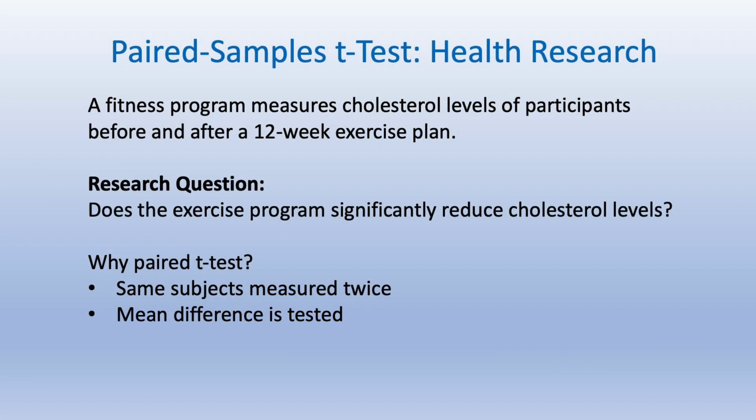An example of a paired sample t-test from health research is as follows. A fitness program measures cholesterol levels in participants before and after a 12-week exercise plan. The research question is: does the exercise program significantly reduce cholesterol levels? A paired t-test is done here since the same subjects are measured twice, and the mean difference in the cholesterol levels before and after the event, which in this case is the 12-week exercise plan, is tested.